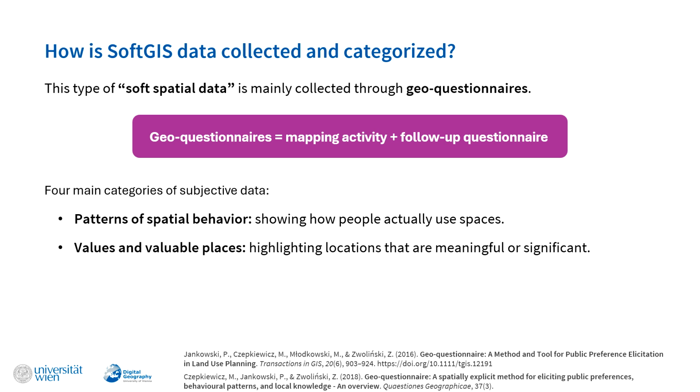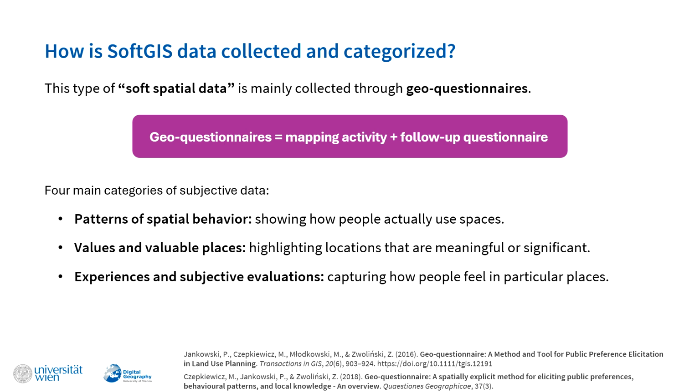Second, values and valuable places, highlighting locations that are meaningful or significant. For instance, marking community gardens or areas with ecological and cultural importance. These insights support strategies for preservation and community development.